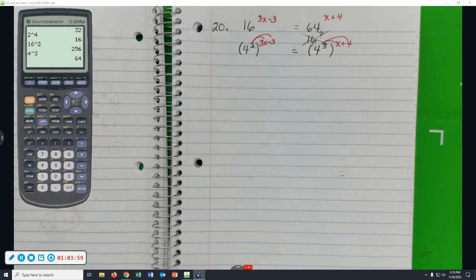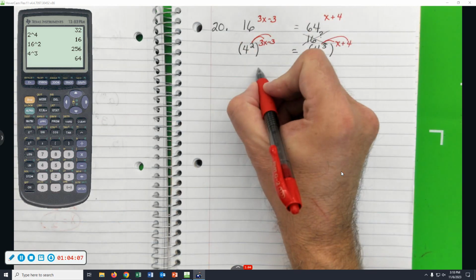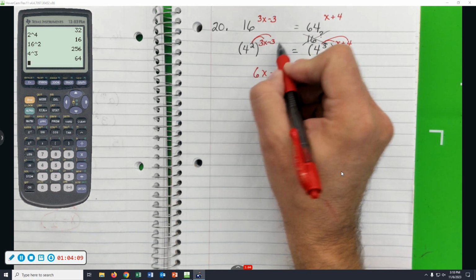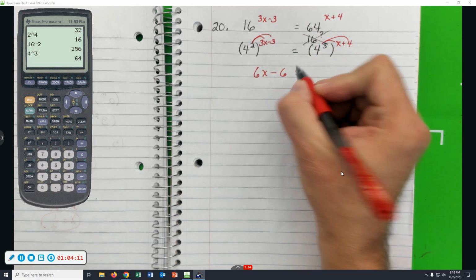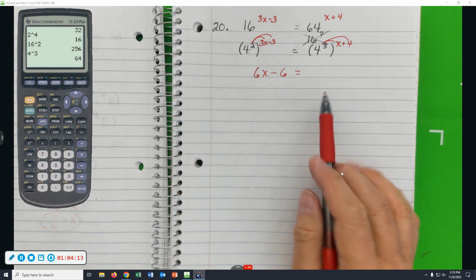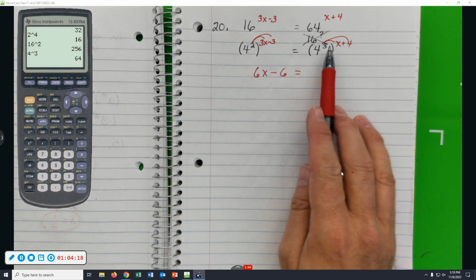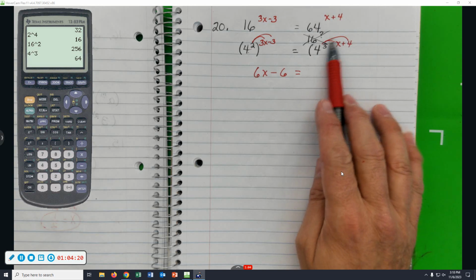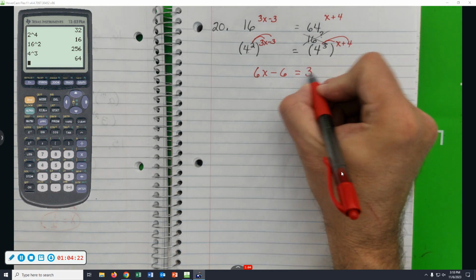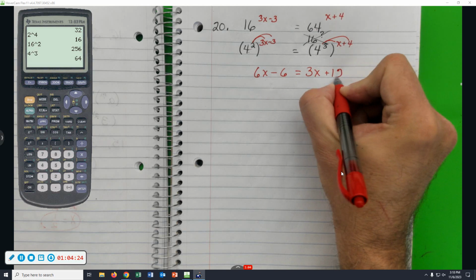Distribute. So now we're going to get rid of that power to a power. And I think I'm going to go ahead and stop writing the big 4s. I'm just going to write 6x minus 6. Y'all see what I did? Distributing the 2 equals, what am I going to write here? I'm not going to put the big 4. I'm just going to write 3x plus 12. Good.